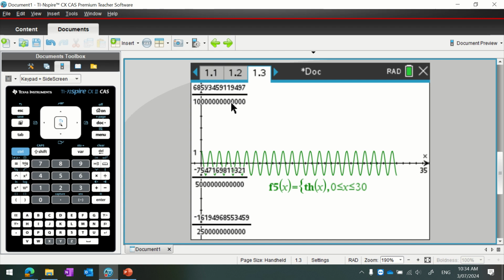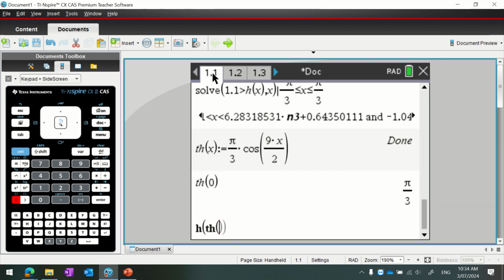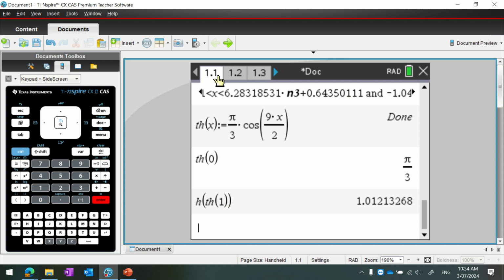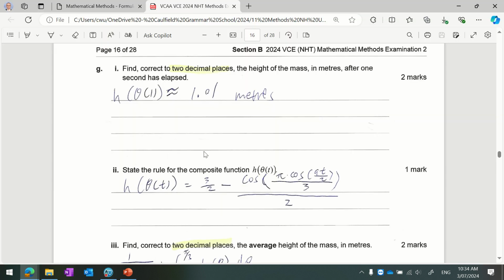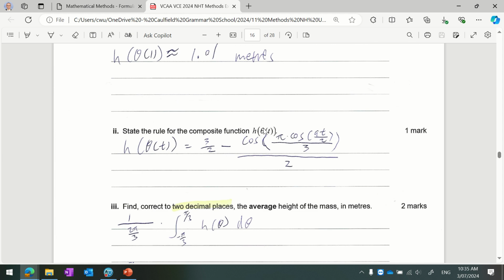And all I did was this. And then it says state the rule of the composite function h theta t, which is a bit annoying to write. It's got multiple fractions inside a fraction. So yeah, just do your best job to use the space on paper.